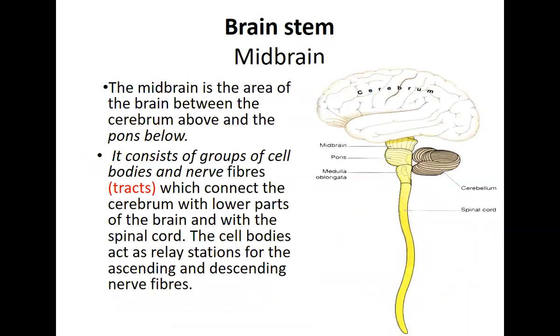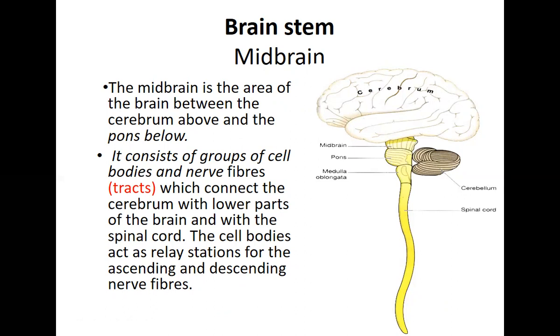Then we have the brain stem, which is connecting the spinal cord with the cerebral hemisphere. What is this brain stem? The midbrain is the area of the brain between the cerebrum above and the pons below. The whole of the brain stem is divided into three parts as we said before: midbrain at the top, then the pons, and the medulla oblongata. Pons is here, cerebrum above, and in between is the midbrain.